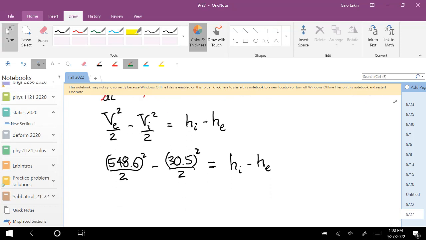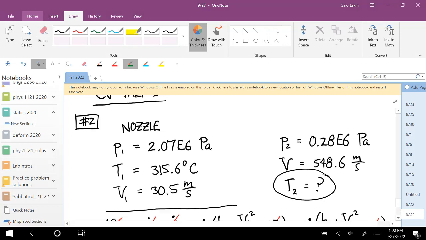All right, so we know this, or we know we're going to be able to get it. So now we'll look at the temperature and pressure. P1, the pressure, is 2.07 times 10 to the 6 pascals. Temperature is this. Neither of those are things that are given in the table. So we're going to have to do an interpolation to find those.